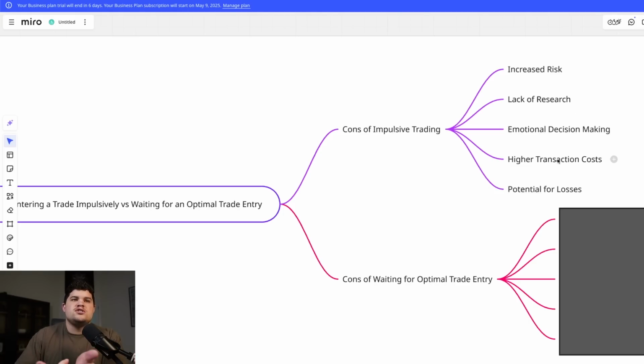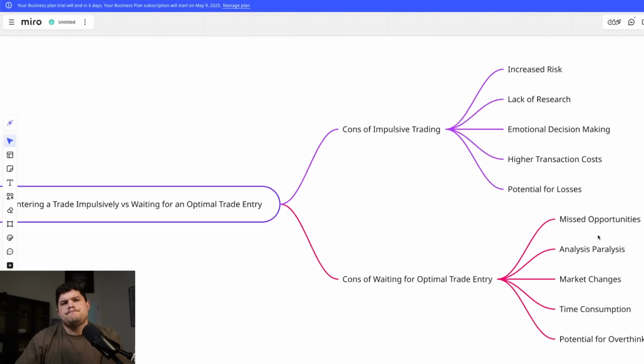Higher transaction cost. With futures, not that big of a deal, but with options you're paying a higher premium typically. If I wait for a retest, I'm going to get the contract cheaper, right? Or even with futures, if I wait for a retest, I'm going to get more of a profit margin to the upside. My risk R values are going to be better. Potential for losses, obviously, on a fake out, traps, etc.